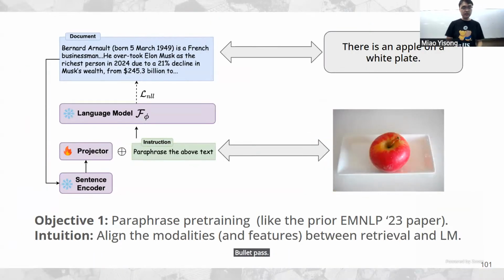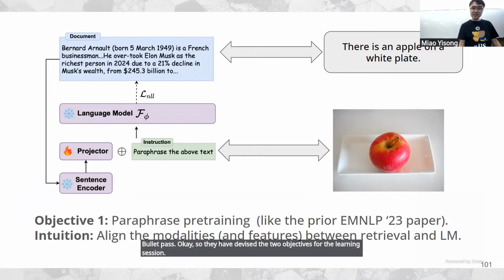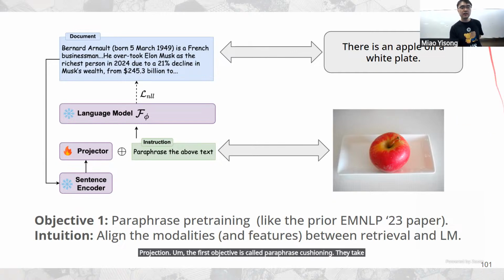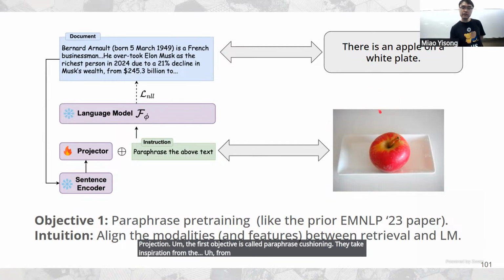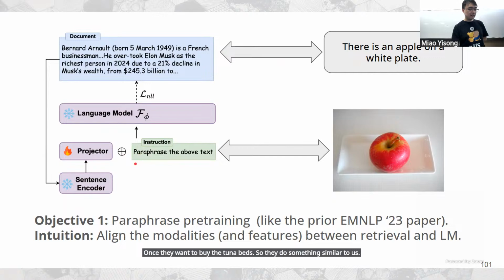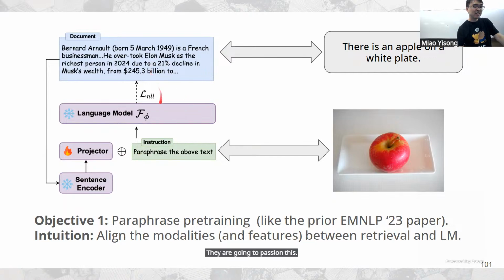Okay, so they have devised two objectives for learning such a projection. The first objective is called paraphrase pre-training. They take inspiration from vision-language models like BLIP, because they want to align two modalities, image and text. So they do something similar: they are going to caption this embedding into the document. It's pretty much similar to image captioning.